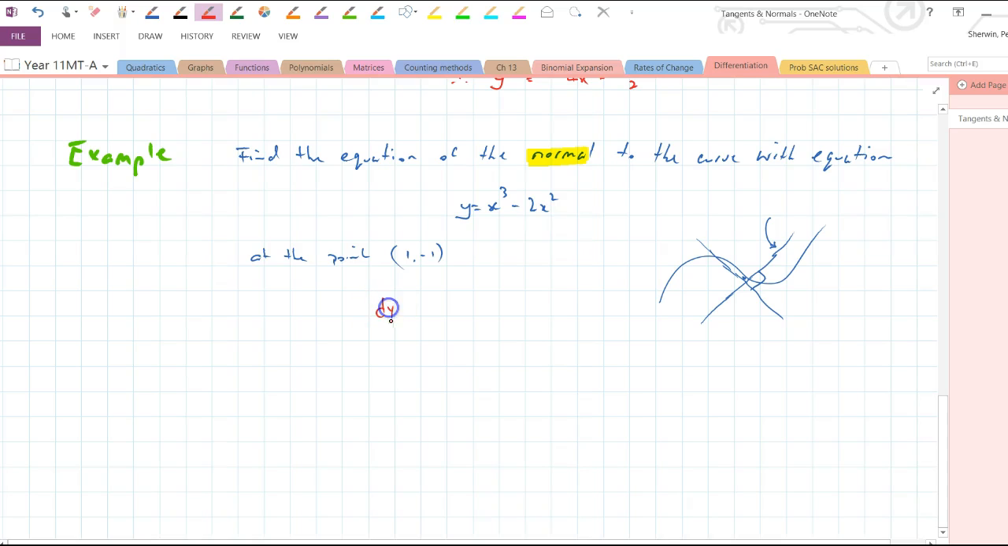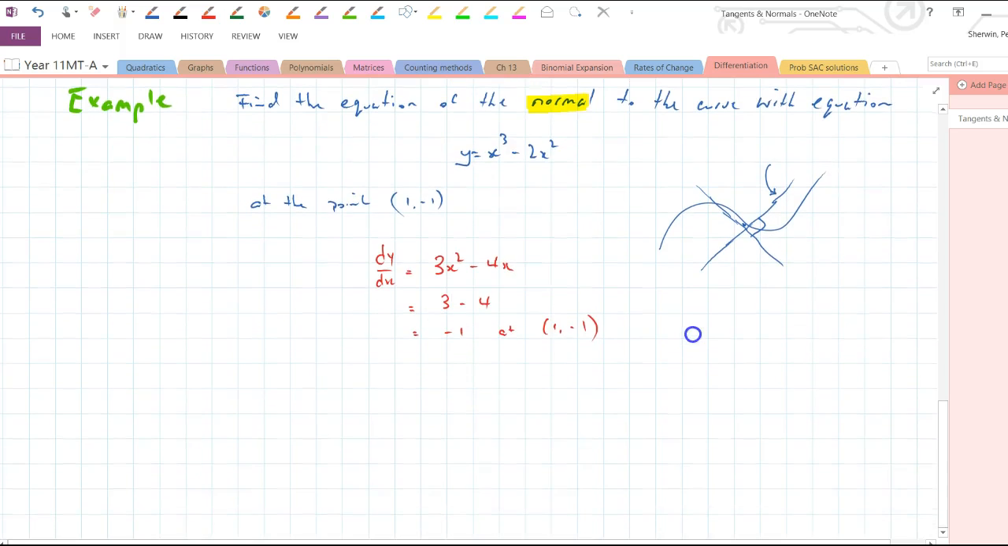Okay, so my solution: dy/dx, which is y dash, it's all the same stuff. It's the gradient function. I'm deriving this: 3x squared minus 4x. Now I'm going to substitute 1 in there, because that's the point on the curve we're interested in. So that's 3 minus 4, which equals minus 1 at this point, 1, minus 1. Now remember what we've done here: we found the gradient function, we subbed in 1, so what have we found? The gradient of the tangent or the gradient of the normal? Hopefully you got that right. It's the gradient of the tangent we've got here.